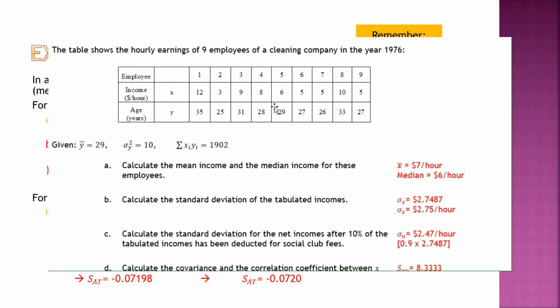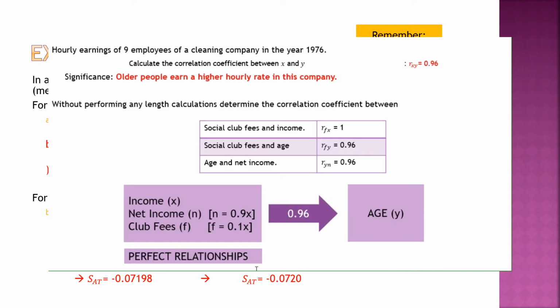Okay, so let's look at this one. I don't think this one should be a problem. They've given you the table, you calculate the mean and median. This is chapter 1, calculate the standard deviation. Now the standard deviation for net income, after 10% of the tabulated incomes have been deducted for social fees. So 10% is deducted, so you are left with 90%, isn't it? So you just take your standard deviation, make sure you take 4 decimal places, and you times it with 0.9. Why 0.9? Because after deduction of 10%. Then finding covariance and correlation coefficient shouldn't be a problem.